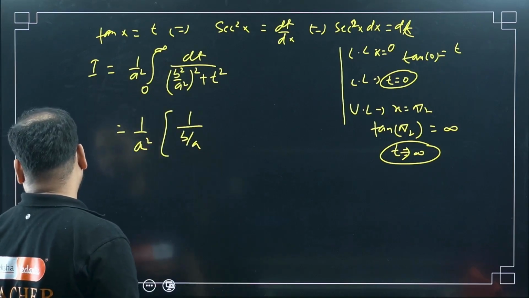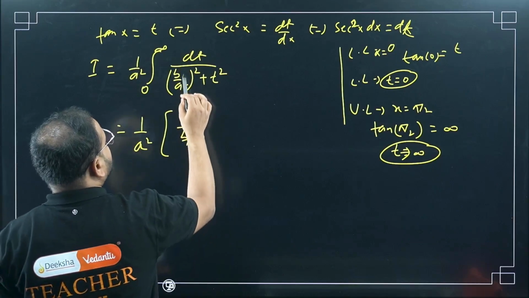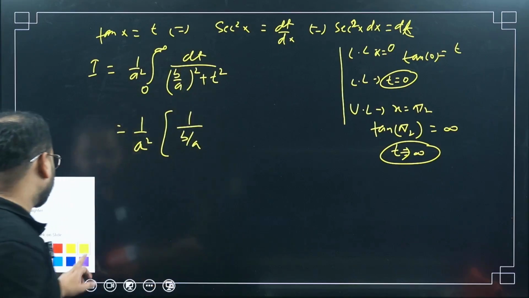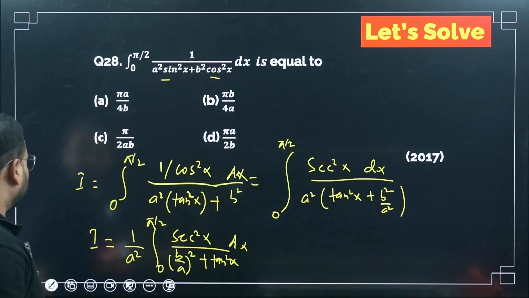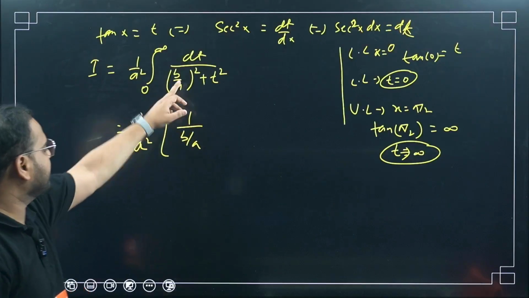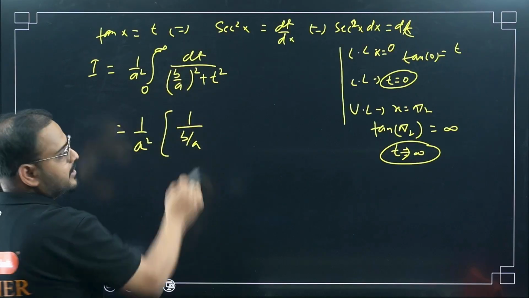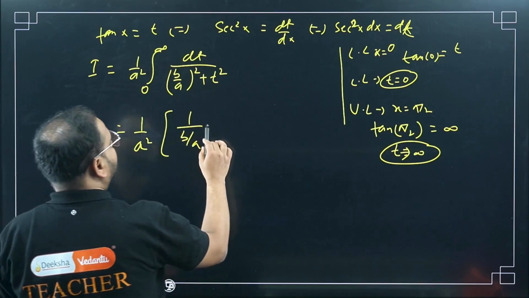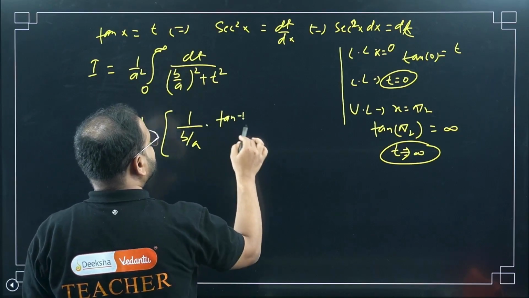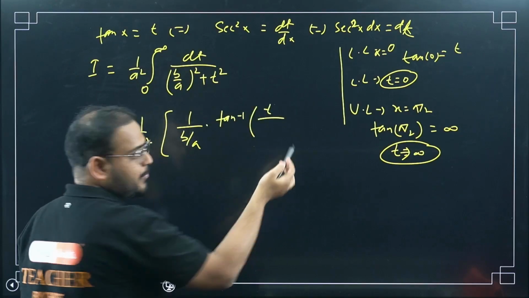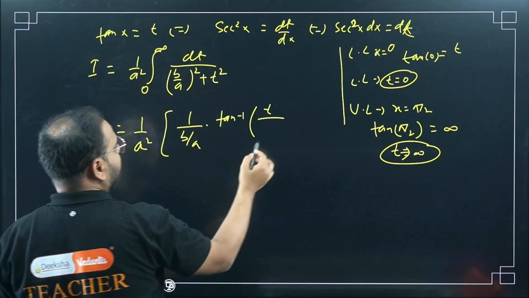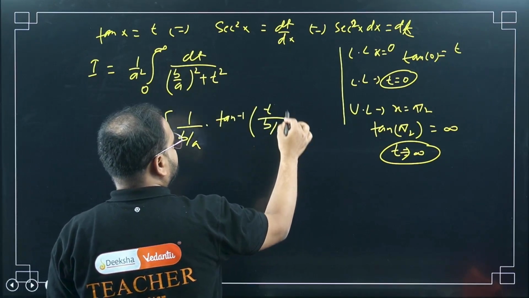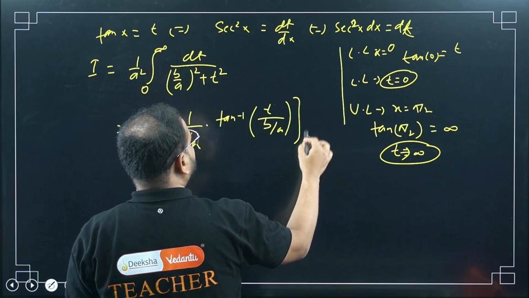So one more thing. I have written here b square by a square the whole square. So simply b by a the whole square. There's a mistake over there. Okay, b by a the whole square. So 1 by a, what is a? The whole thing b by a, multiplied with tan inverse of t upon b by a, whole thing from 0 to infinity.